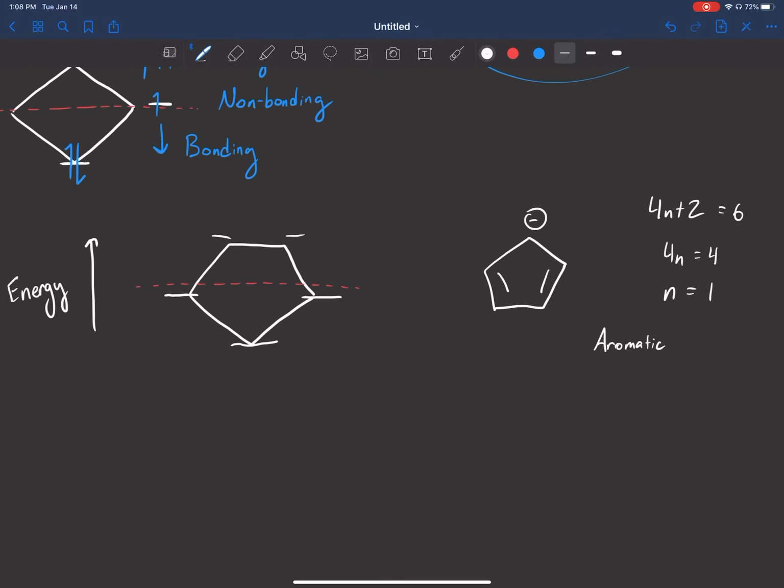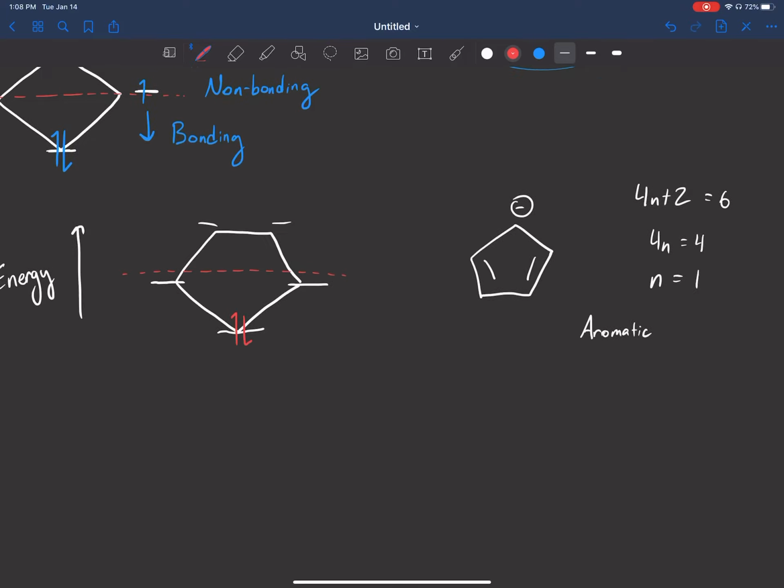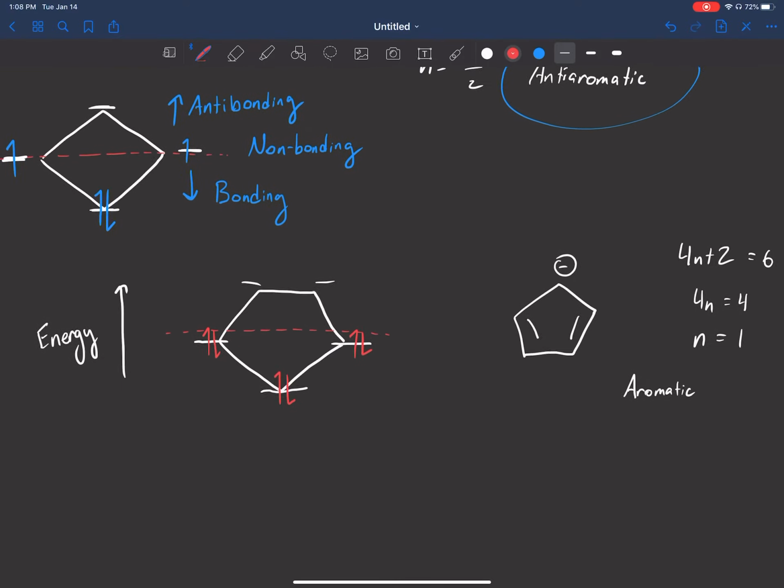So let's see. We have 6 electrons we need to fill up. All right. First one, 1, 2. Next, we had a total of 6, just used 2, so we have 4 left. 1, 2, 3, 4. That's it. We have used up all of our electrons.